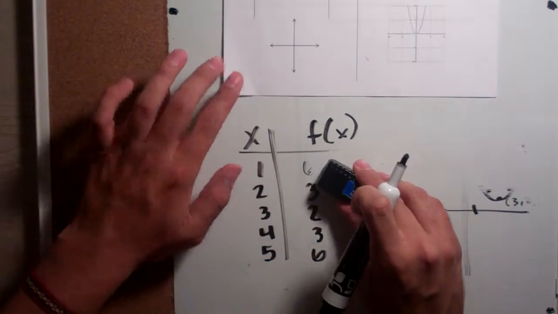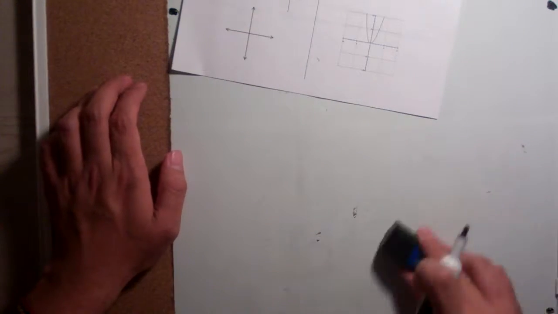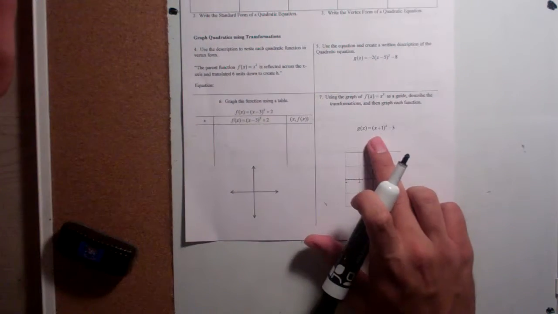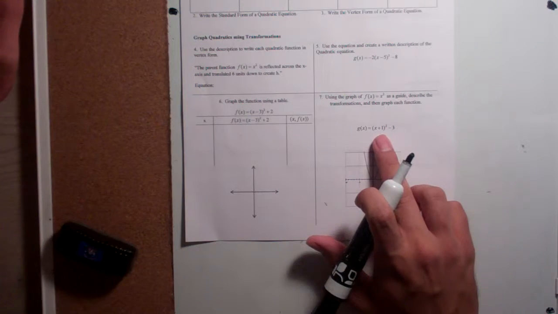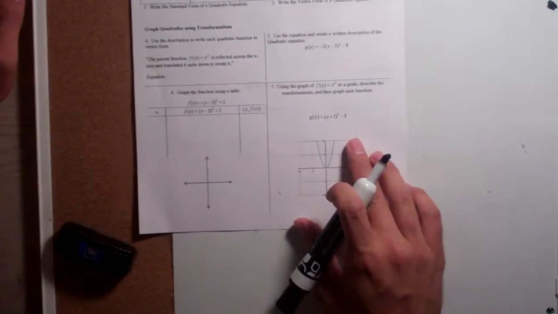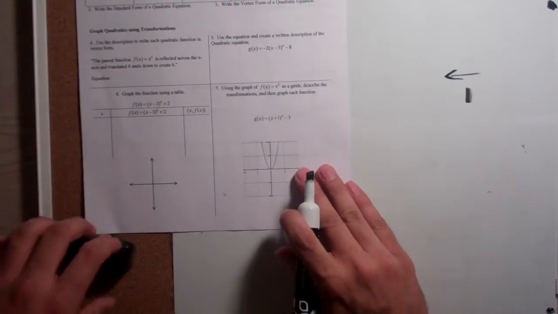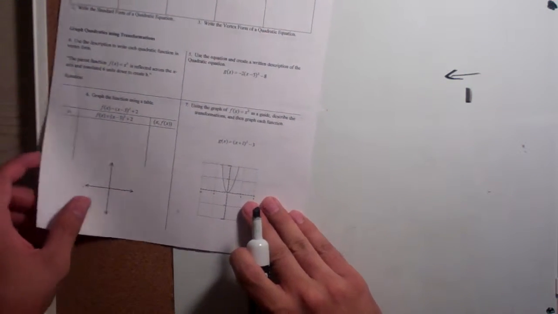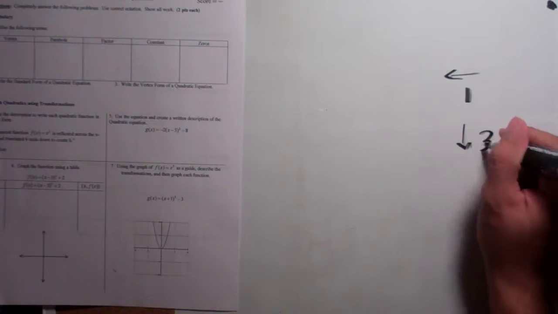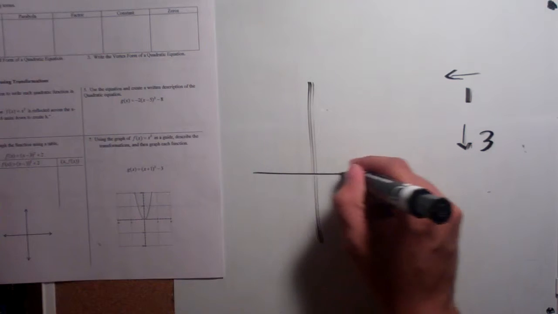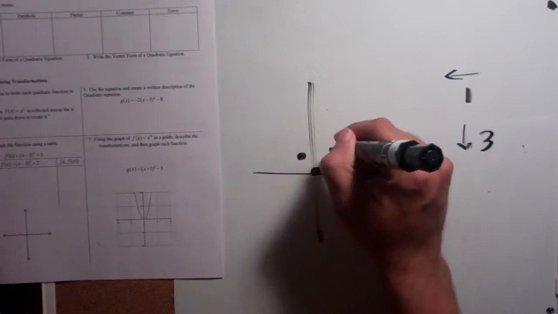Alright, next one. Now we're using transformations to graph for number 7. For number 7, you have to look at what the numbers tell you about where to shift. So positive 1 tells you to shift all the parent points 1 to the left. And negative 3 tells you to shift it 3 down. So take all the points on the parent graph, and I'm just going to draw generic points for this.